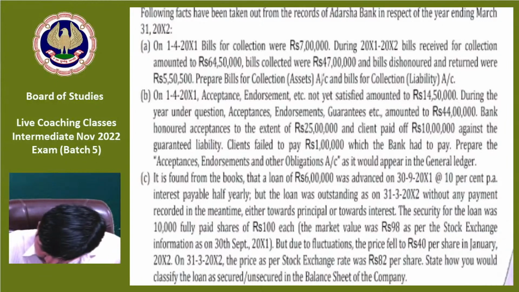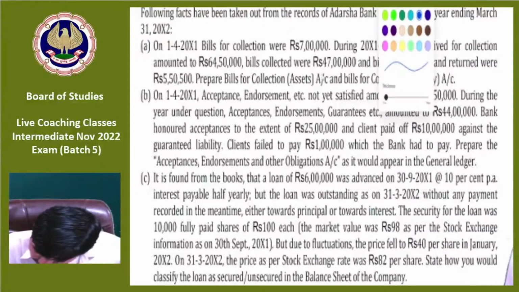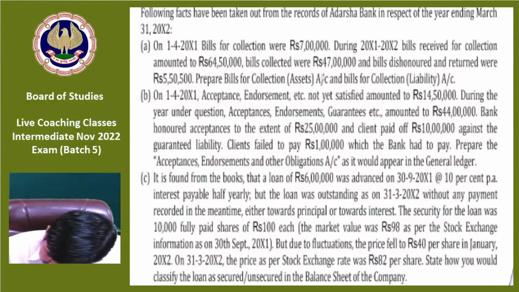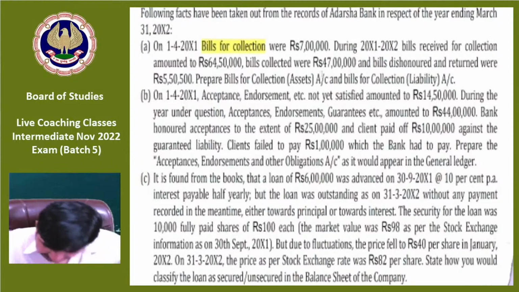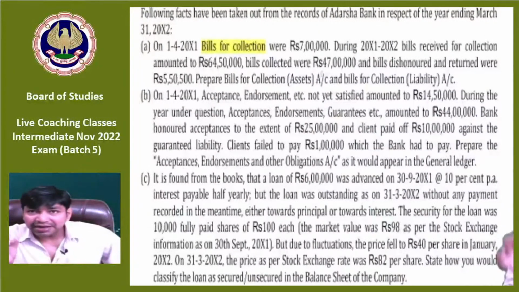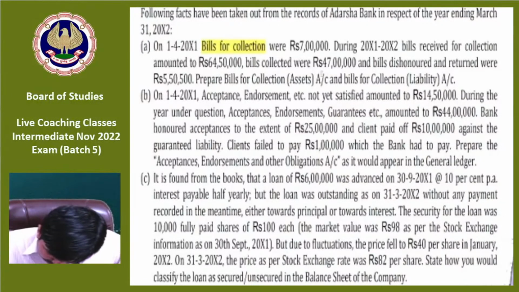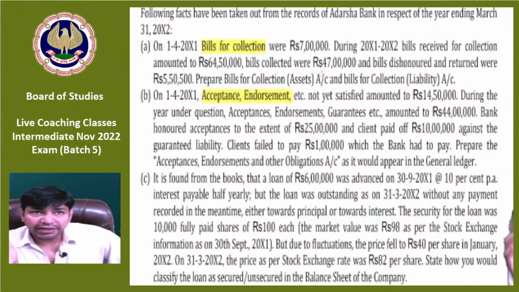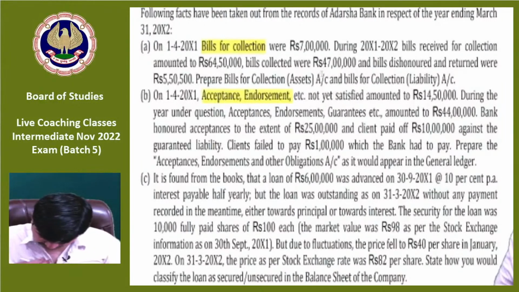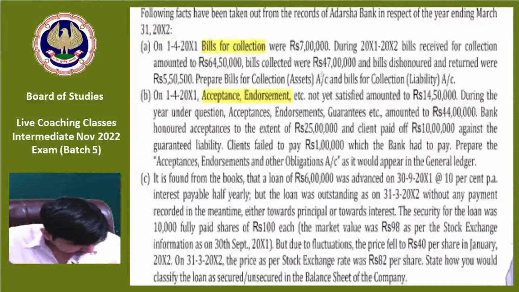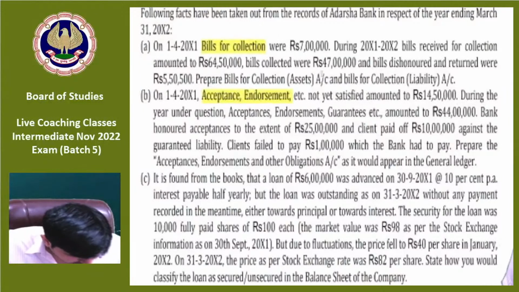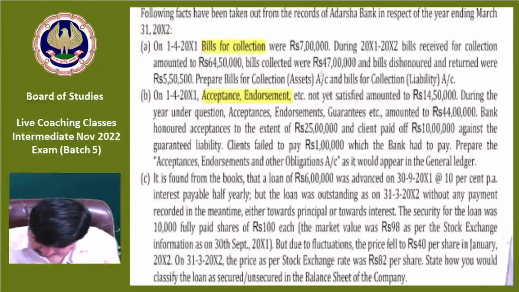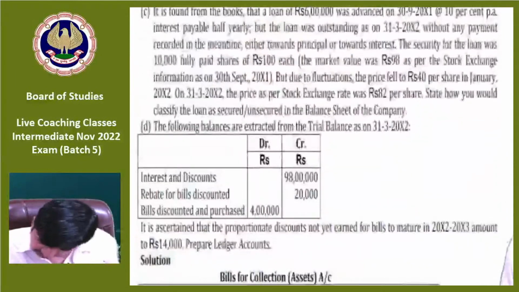First point belongs to bills for collection. First, I want to tell you clearly, understand and underline. It will be much better if you give a heading there. And the second point belongs to acceptance, endorsement, etc. And the third point is with some different thing, that is totally different. Point number C is for provisioning, and point number D is for rebate on bills discounted.